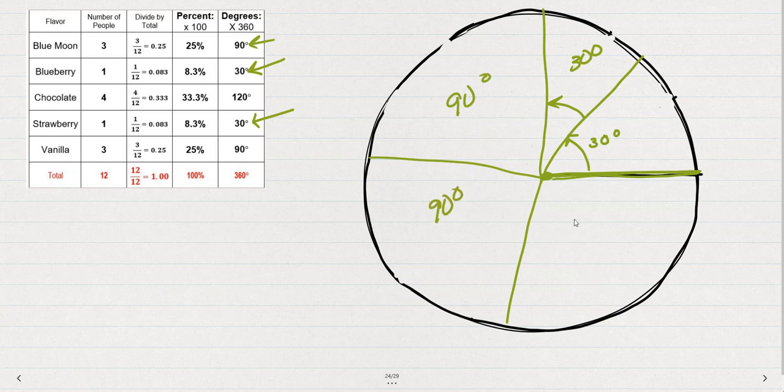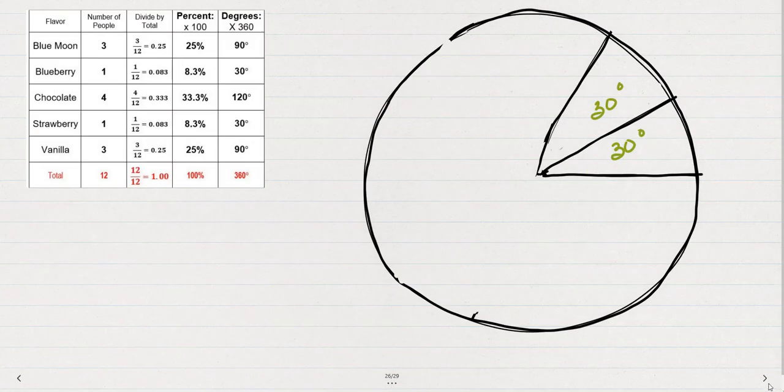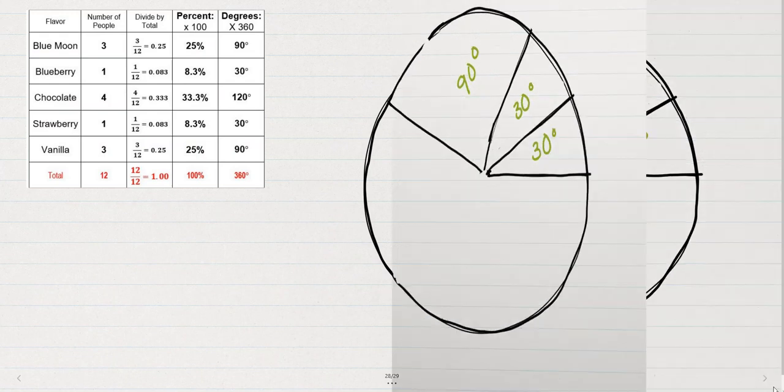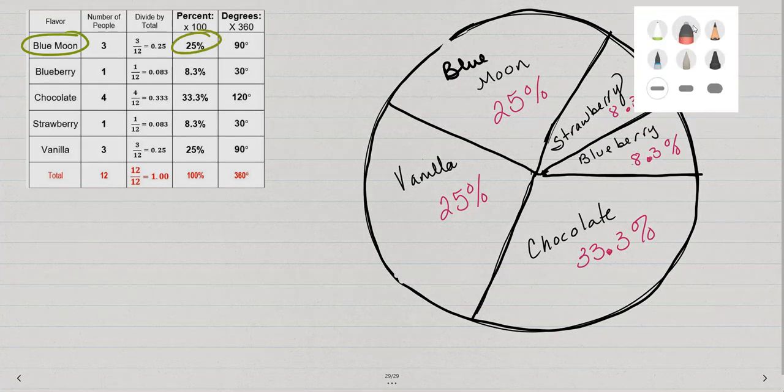And then I can use the protractor to check that this last one should be 120 degrees. The last step, after I use that protractor and measure the 30, and then the 30, and then the 90, and then the 90, and then that last one's 120. The last step is to write into each of the segments the name and the percent. The final touch is going to be adding some type of color.